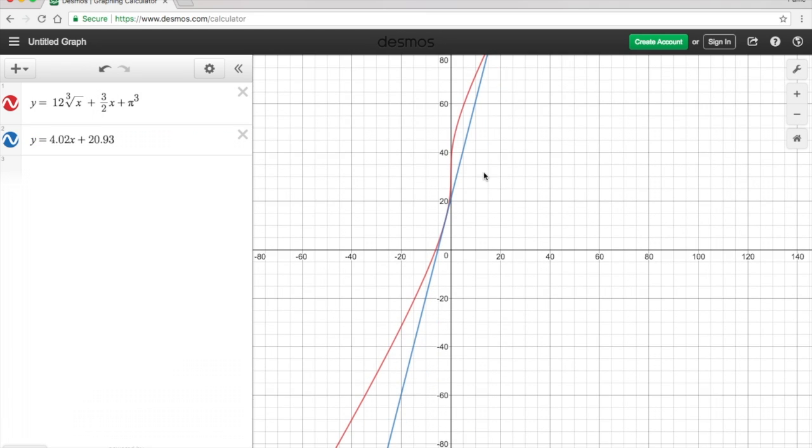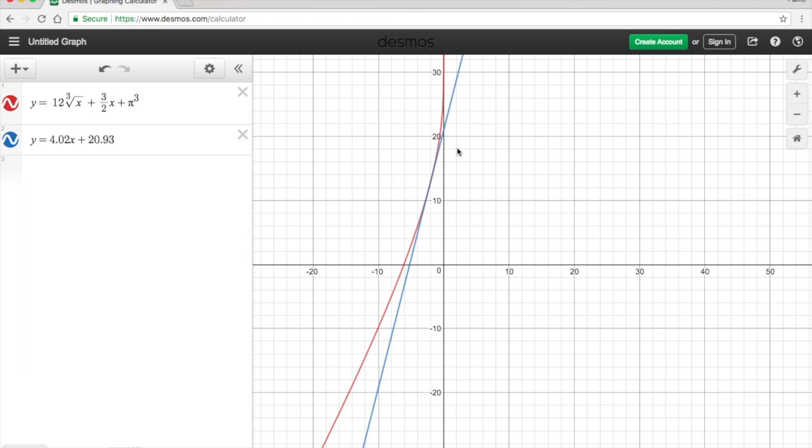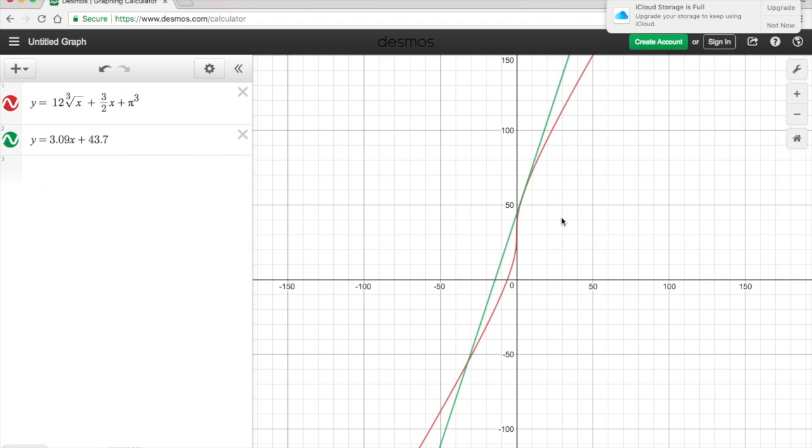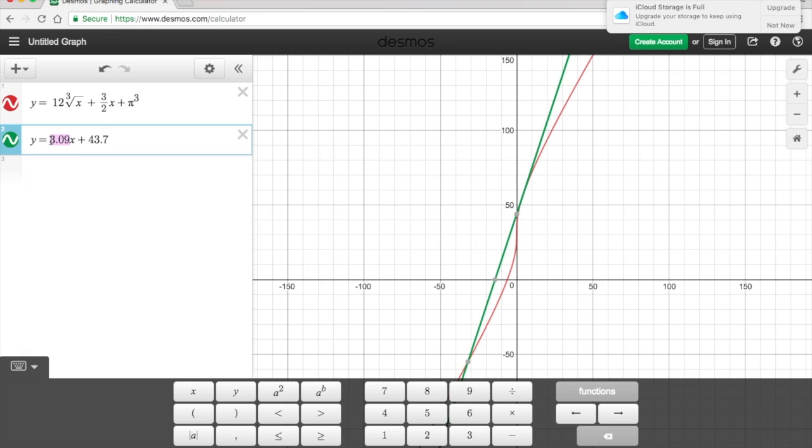this is the line that is tangent to the function when x is negative 2. And we found with the derivative that at x equals negative 2, the slope of that tangent line is 4.02. Here we have another example where when x is 4, the equation of the tangent line is this one, and the slope that we found with the derivative is 3.09, and it looks like this.